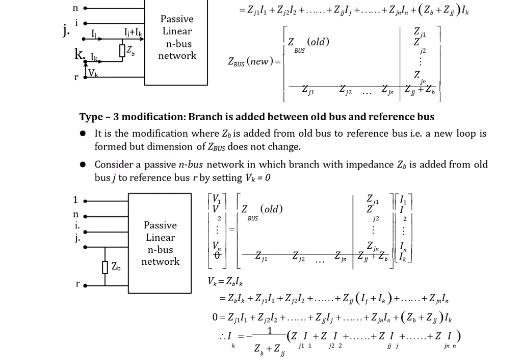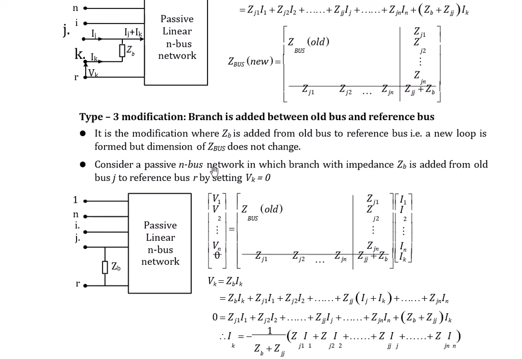Now there is no dimension change, because no new bus is added. We add the branch between old and reference, so no new bus will be added. So it is the modification where ZB is added from an old bus to the reference bus. A new loop is formed, but the dimension of Z bus does not change. You can see here that our ZB is added between bus J and R.